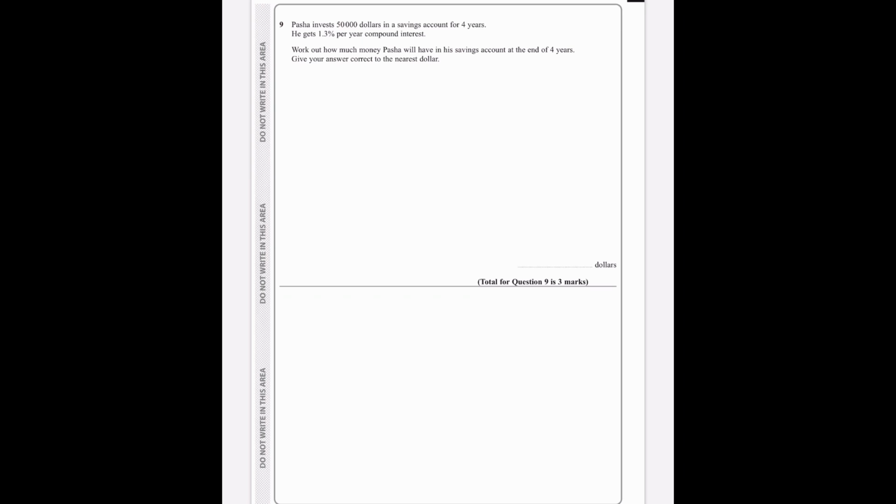Question number 9, straightforward compound interest question. Increasing something by 1.3%, you multiply by 1.013. I raise that to the power of 4 to do it 4 times. We get 52,651.